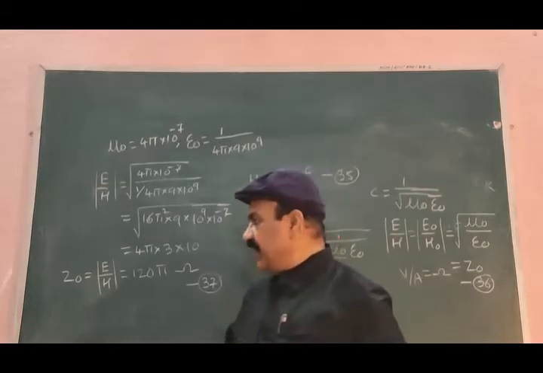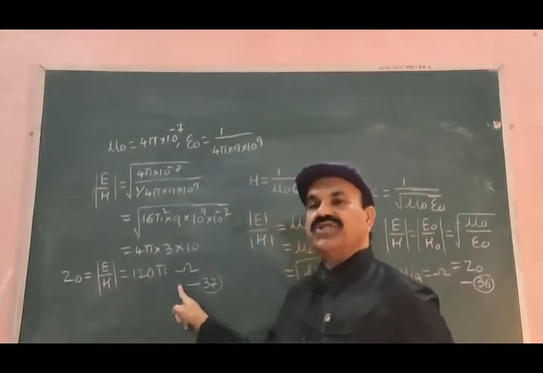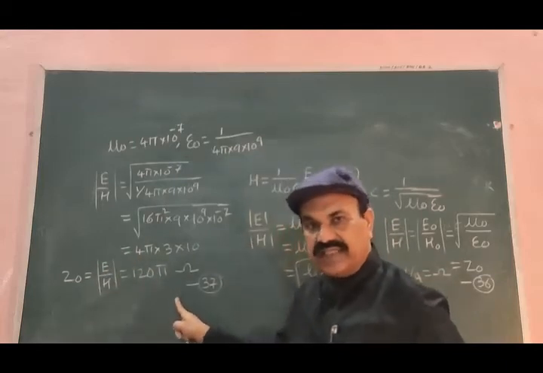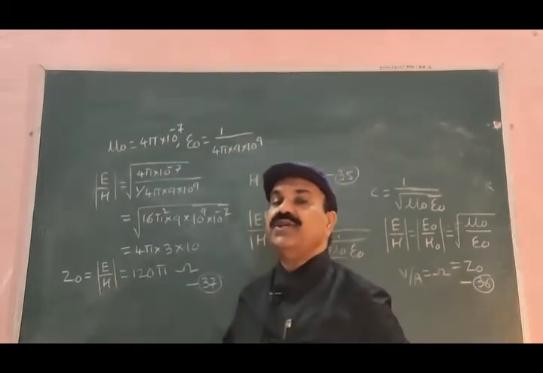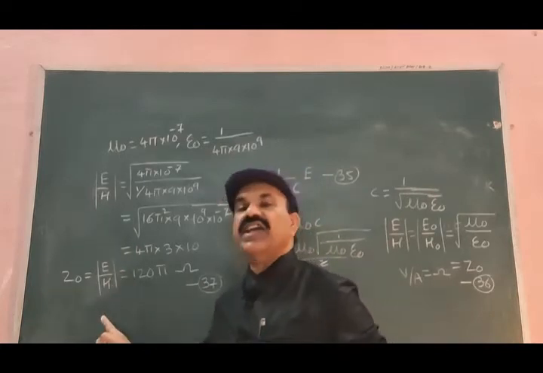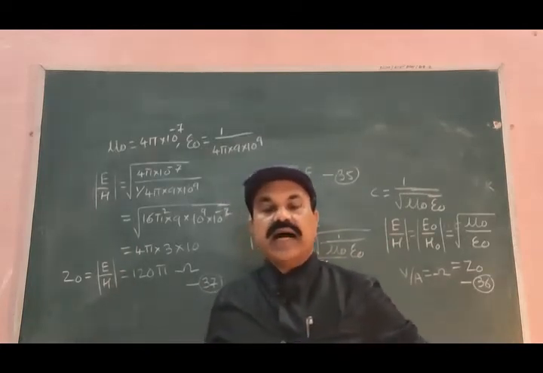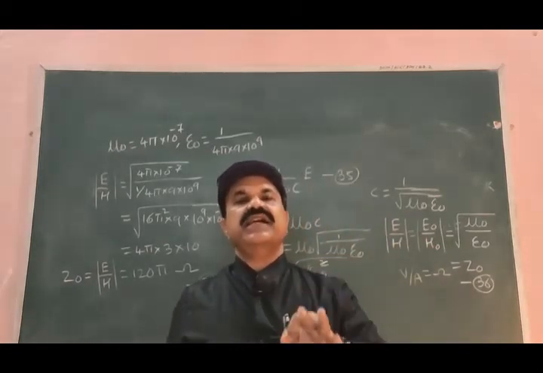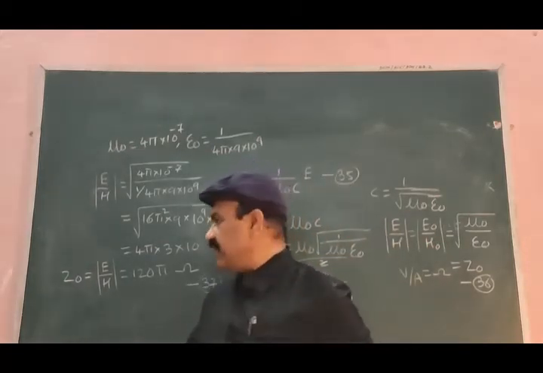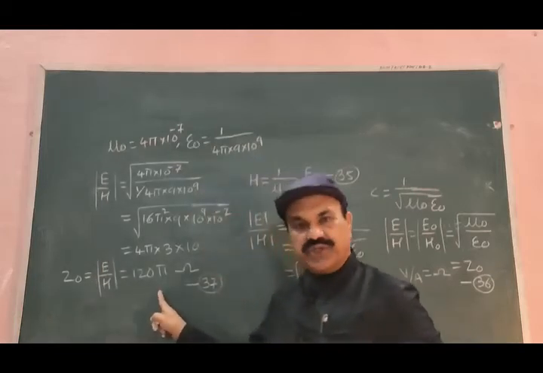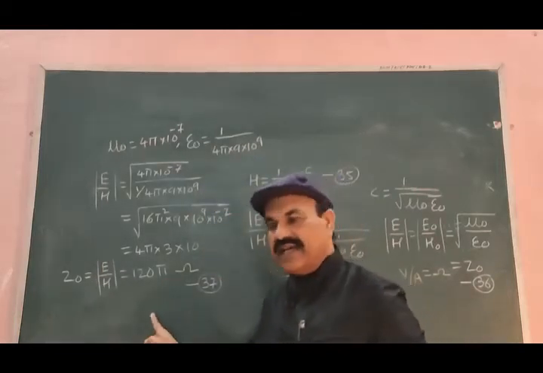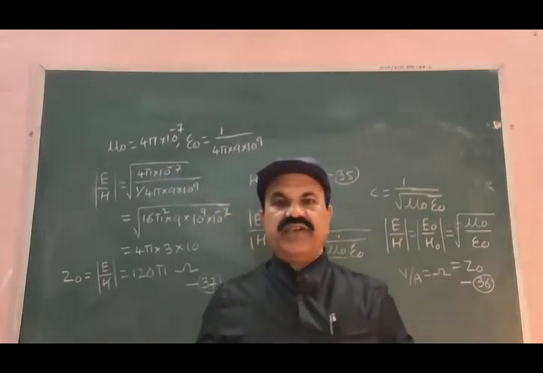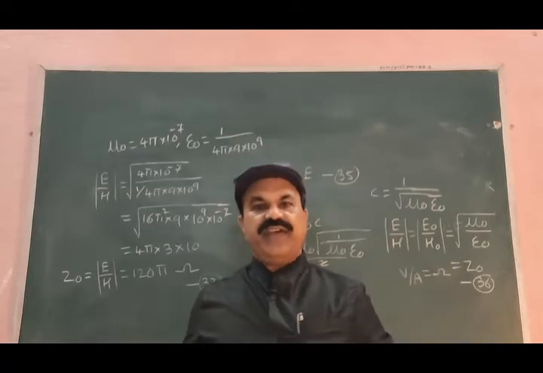120 pi ohm. The ratio of these two is a positive quantity. As the ratio of these two is a positive quantity, it means that the relative magnitudes of E and H are the same at all points at all times. It also means that E and H are in phase.